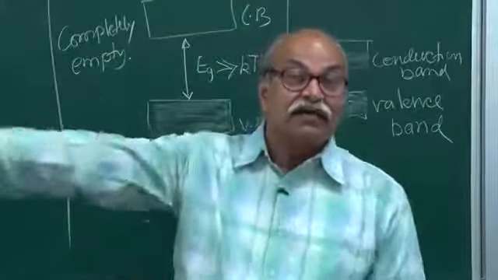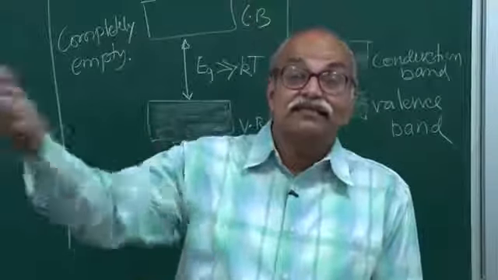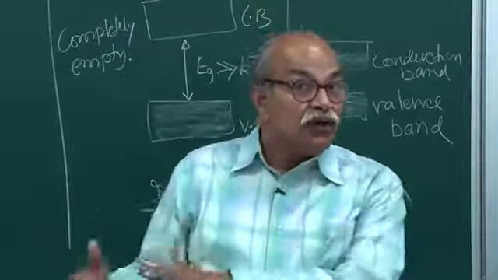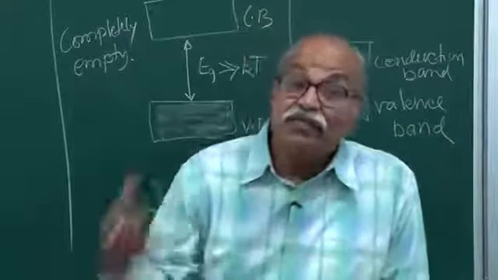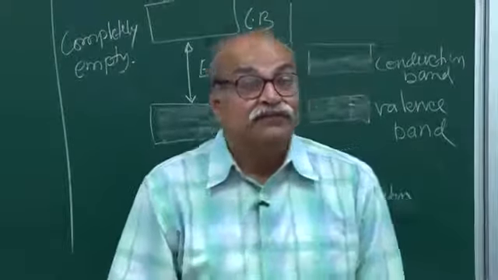But the probability close to this kT will be much larger. And then if I say 10 times kT, energy exchange 10 times kT, will be smaller, 100 times kT will be still smaller, 1000 times kT will be still smaller, and so on.